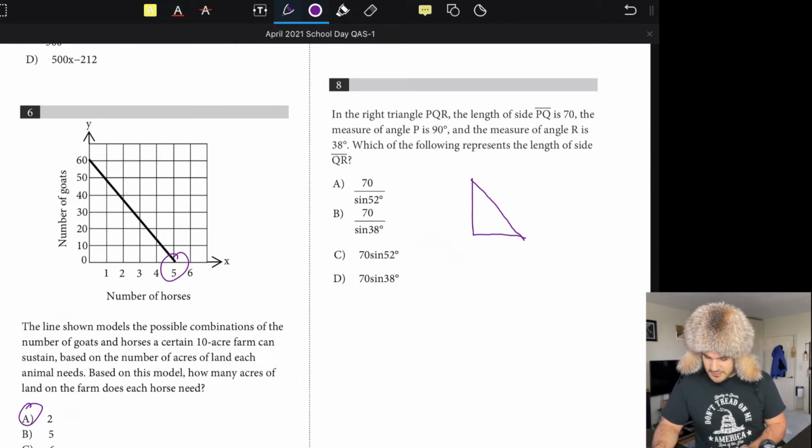Side PQ is 70, measure of angle P is 90. So this angle over here has to be angle P. Measure of angle R is 38. So let's just pick some angles. We can make this one R. This one is then going to be Q.